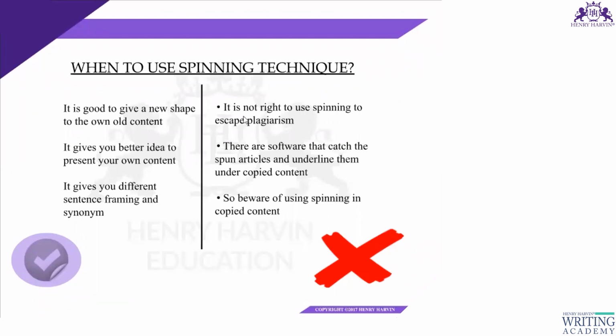And when not to use it: it is not right to use spinning to escape plagiarism. There are software tools that catch the spun articles and underline them as copied or plagiarized content. So beware of spinning and copied content.